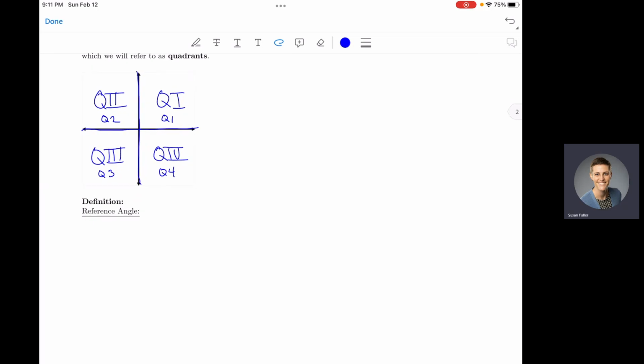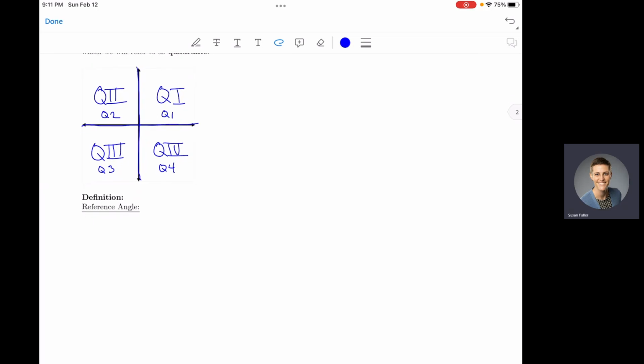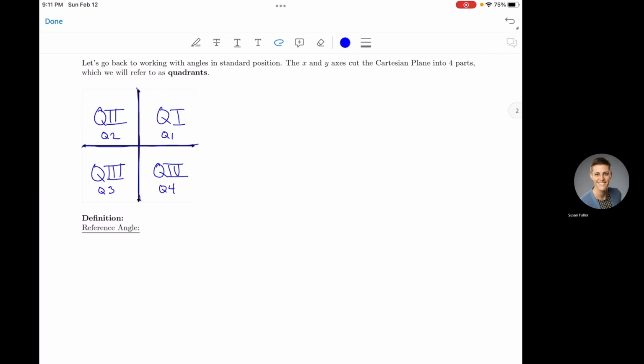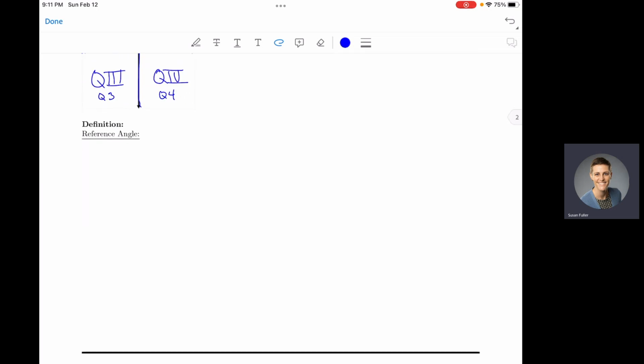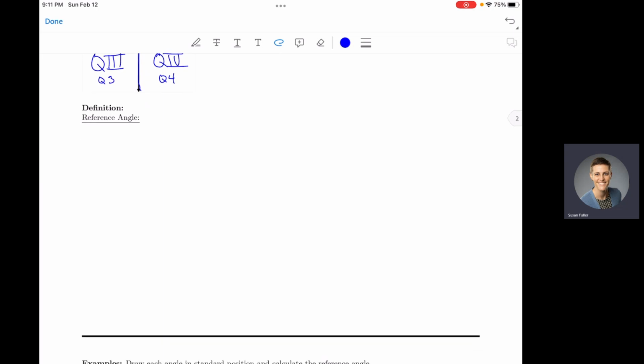Okay, so these are going to come into play because angles in a quadrant all act the same way. And so we can group angles together by quadrants because they are trig functions, and angles act the same way in those quadrants. So we're going to start with reference angles. That's the first thing that we're going to do with our quadrant system.